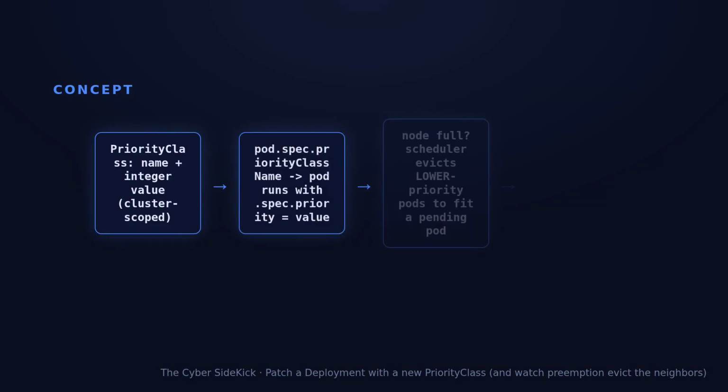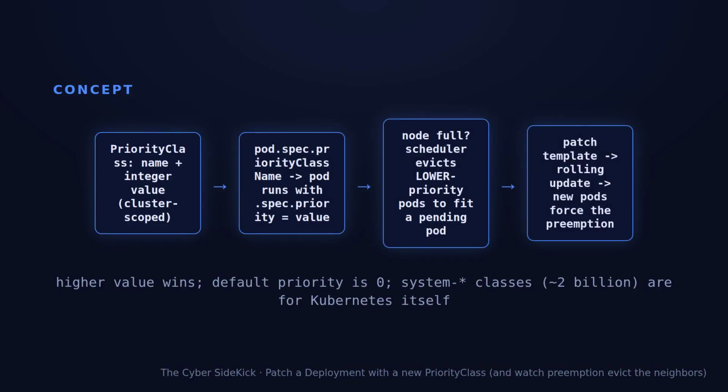Two mechanisms drive this question. First, priority. A priority class is a tiny cluster-scoped object, a name and an integer. When a pod spec names it, the pod is admitted with that integer as its priority. Bigger means more important, and the default is 0. Second, preemption. When the scheduler cannot find a node with room for a pending pod, it looks for nodes where evicting pods of lower priority would make room, evicts them, and schedules the pending pod in the freed space.